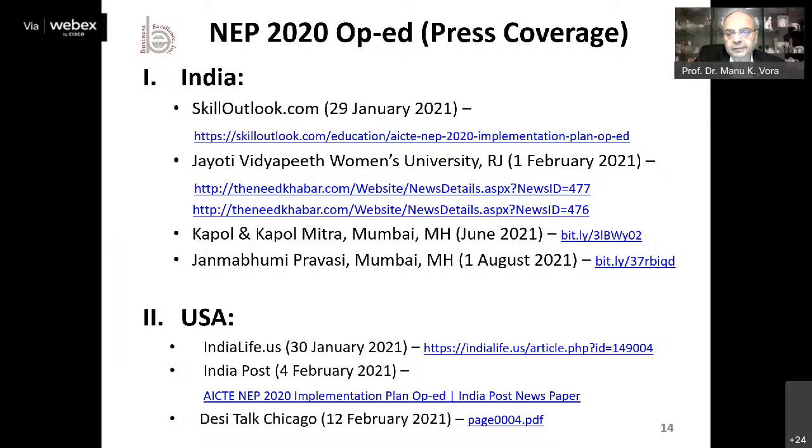Now, after the committee's work was done, Professor Anil Sahasrabudhe encouraged me to write up 2 pages of all the work done by the committee and get it published both in India as well as in the US. And the first reference shown, skilloutlook.com, when the press release was sent with the 2-page document, within a day they published it. It's online documentation, skilloutlook.com.